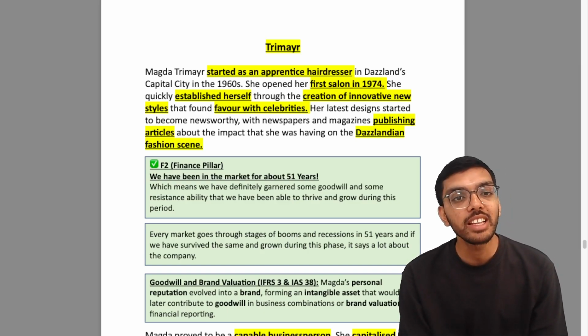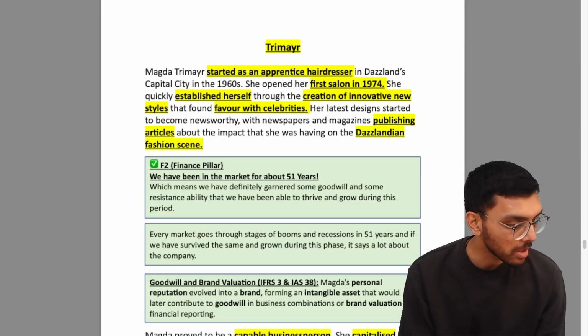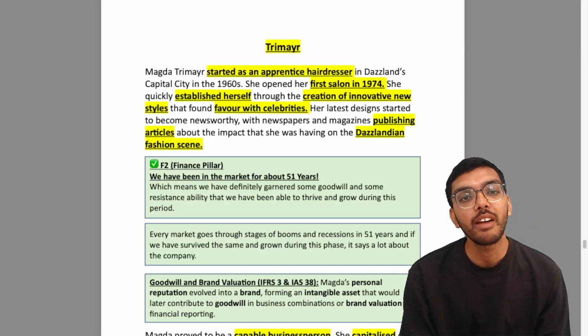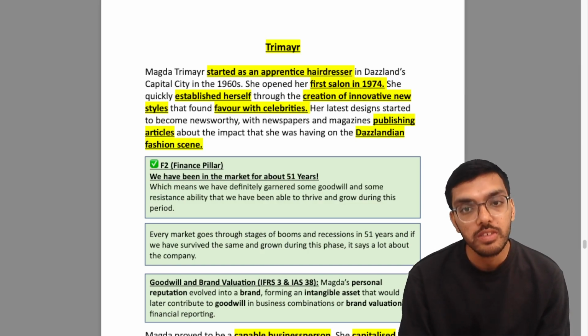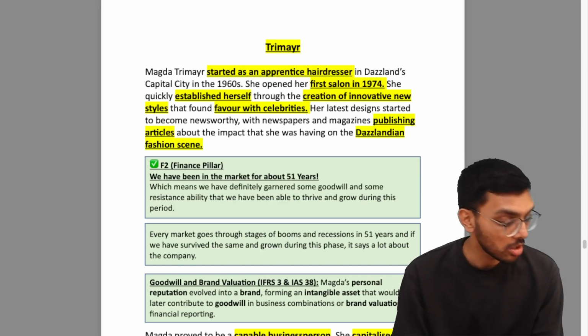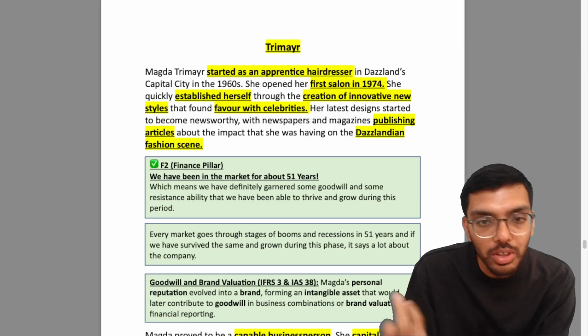Her latest designs started to become newsworthy, with newspapers and magazines publishing articles about the impact that she was having on the Dazzlandian fashion scene. So she started to become popular. Her designs, her hairstyles came in the news. So it picked up traction.